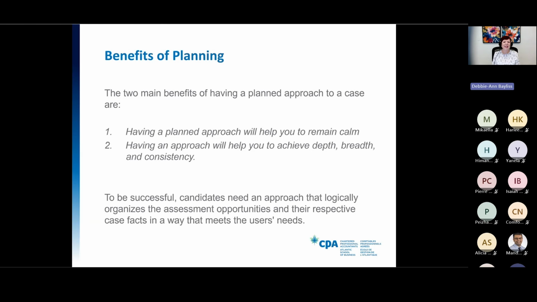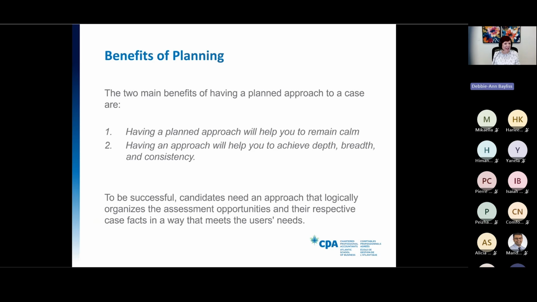It'll also give you a sense of control, and it will ensure that you approach cases in a consistent manner. It also will help you achieve the depth and breadth requirements that are needed to achieve a competent response. And later on, I'm going to define breadth and depth when I talk about the Board of Examiners' expectations.